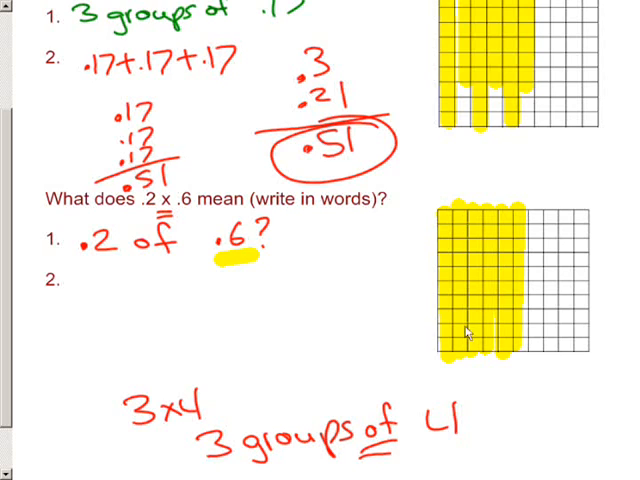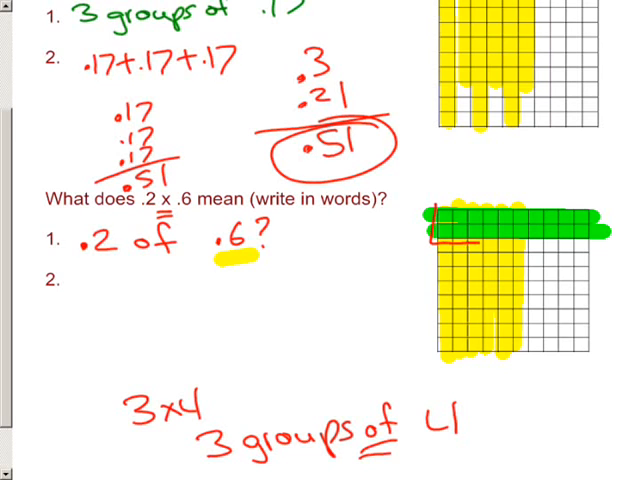So this way I shaded 6/10 of the whole pan of brownies. Now I'm going to shade 2/10 horizontally. So this is 2/10, 1, 2, of the whole pan of brownies. So what we want to know is we took what was left and we split it into 10 groups and we shaded 2 of them. So how much of the brownie pan did I eat if I ate 2/10 of the 6/10 that was left?